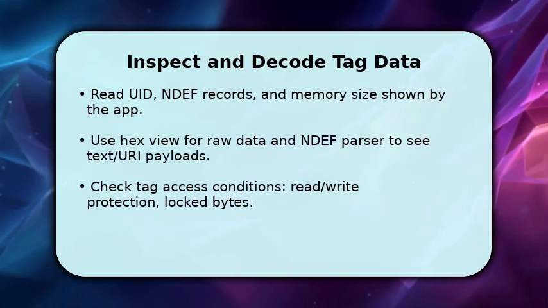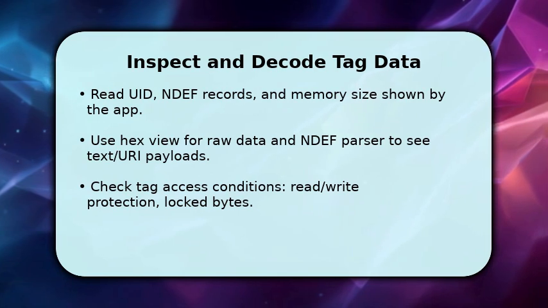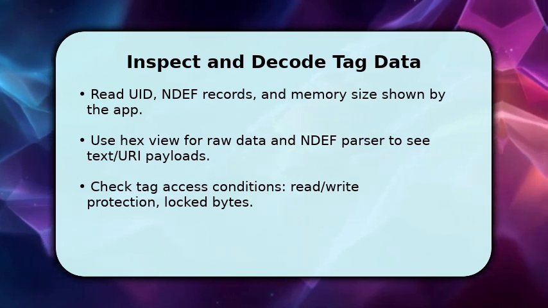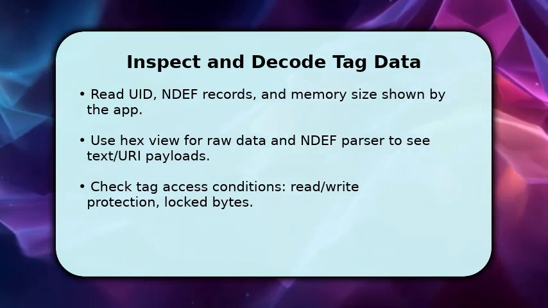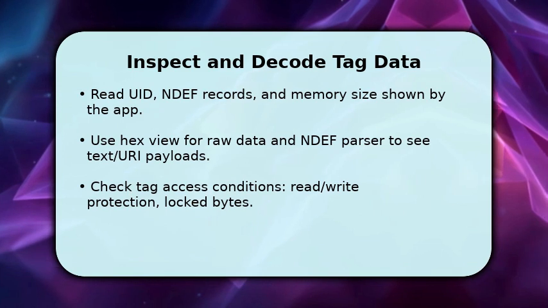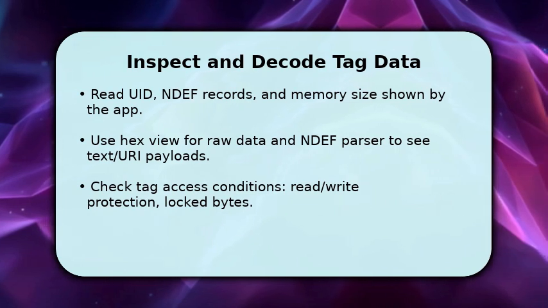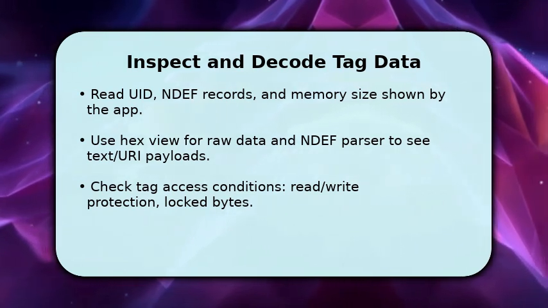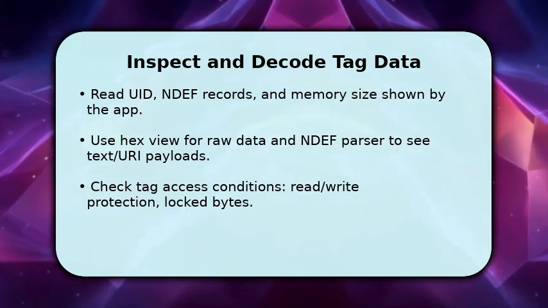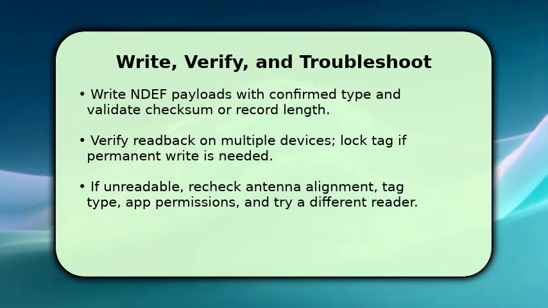Next, you'll inspect the tag's contents and structure to understand what it holds and how to interact with it. First, read the UID and the NDEF records. The app often shows memory size and record types. If you need low-level detail, switch to hex view to decode raw blocks and compare with an NDEF parser to reveal text, URI, or MIME payloads. Make sure to check access flags and locked bytes so you don't attempt writes on a protected sector. This prevents accidental corruption.